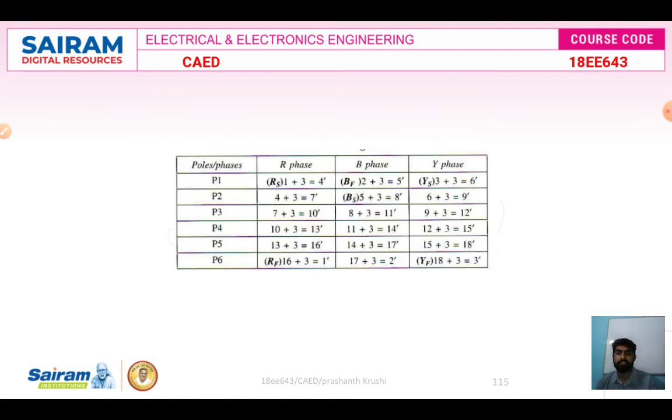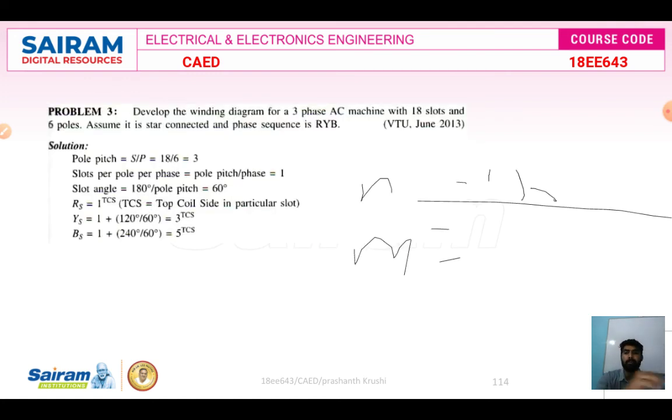The diagram is like this. See, the number of poles: in the previous problem they gave only 4 poles, right? But in this problem they have given 6 poles. That is the difference. Everything else is the same. The difference is here, 6 poles are given, while in the previous problem they gave 4 poles. That is the difference. Okay. So no need to be confused.